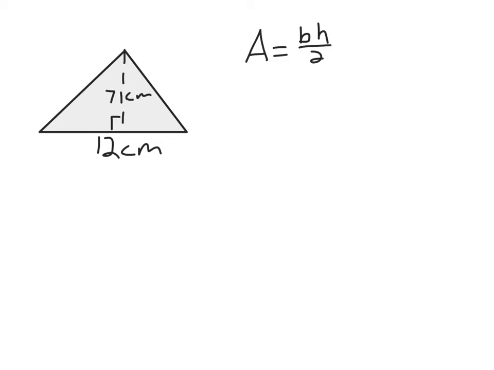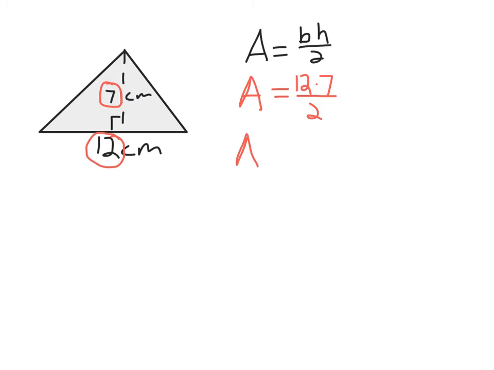The second step is to write in the numbers from the triangle. It's always going to be divided by 2, so I'm going to start by writing that. Now, our base is here, so where the B is, I'm going to put a 12. To show that I'm multiplying the numbers, I'm going to put a dot. My height is the 7, so where the H is, I put a 7.